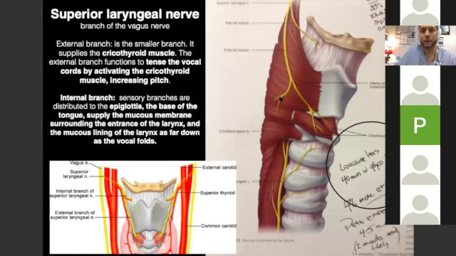All right, so we talked in depth about the vagus nerve. Now let's talk about the superior laryngeal nerve aspect of it. You can see we have the superior laryngeal nerve, with the external branch and the internal branch. The external branch is the smaller branch and it supplies the cricothyroid muscle. All the other muscles of the larynx are innervated by the recurrent laryngeal. The external branch functions to tense the cords by activating the cricothyroid muscle, increasing pitch. This is damaged a lot in thyroid and parathyroid surgery, and they would have troubles with phonation.